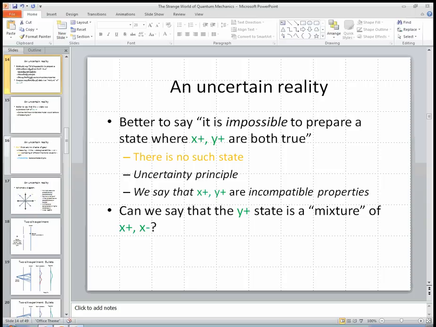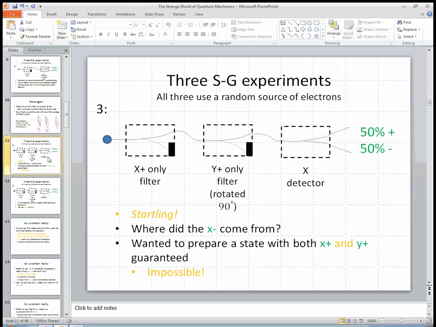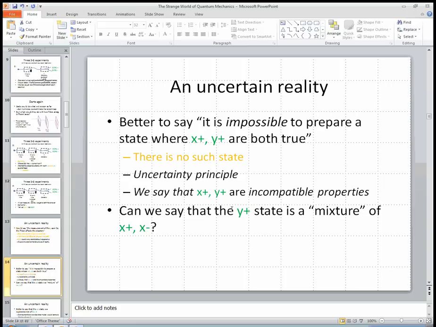So what can we say? The y plus state seems to interact with the x plus and the x minus in a certain way. Remember what the Stern-Gerlach experiment was giving us. For example, here we come out of a y plus filter. We know that's definitely in the y plus state, and it's half and half x plus and x minus. Well, here we go. We can, in some way, say that the y plus state is some sort of mixture of the x plus and x minus state, but there's a better word for it.